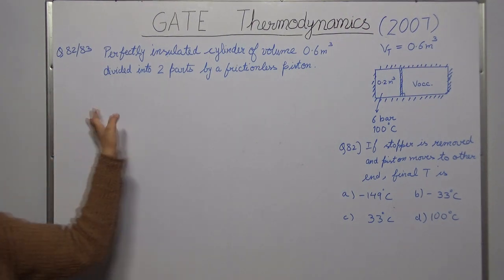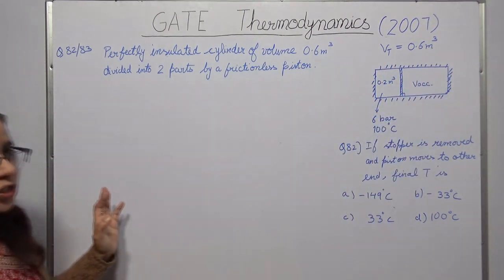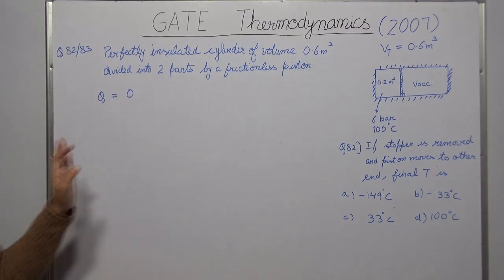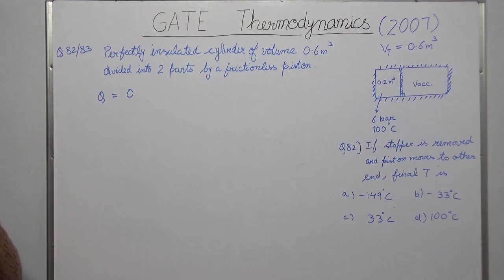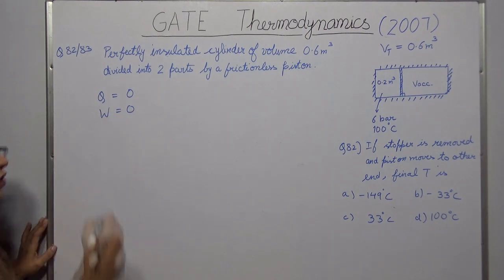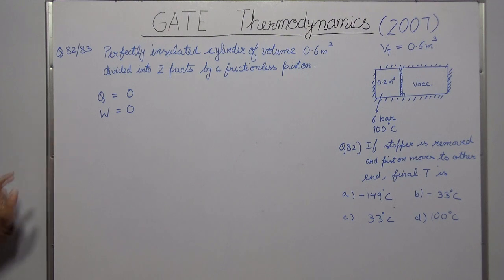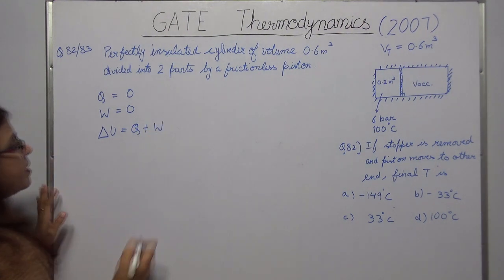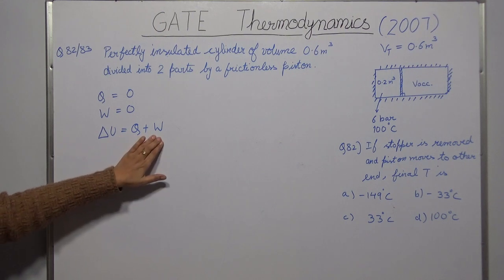So first of all, you will see that this is a perfectly insulated cylinder, so there is no heat exchange. So your Q is equal to 0. Now your piston is moving against vacuum, so there is no work being done by the piston. So again your work done is also equal to 0. If I write down my first law for a closed system, that is delta U is equal to Q plus W, where my sign convention is that the heat supplied to the system is positive and work done on the system is positive.